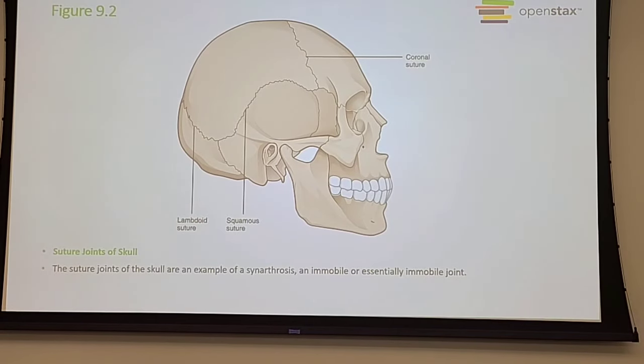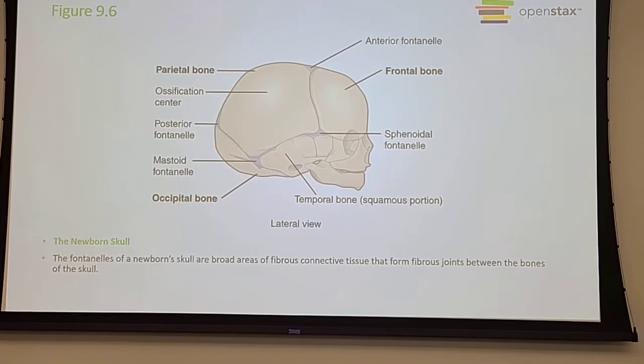All of them are synarthrosis. What does synarthrosis mean? No movement. Immovable. Good job, guys. Try to memorize it with the scientific name. Oh, this is synarthrosis. Then you know what synarthrosis means? Immovable. Synarthrosis, immovable.